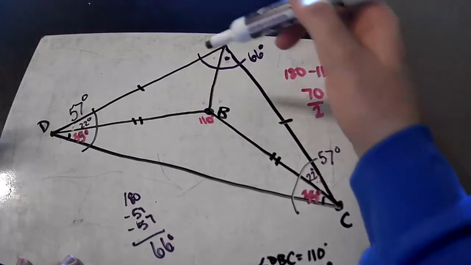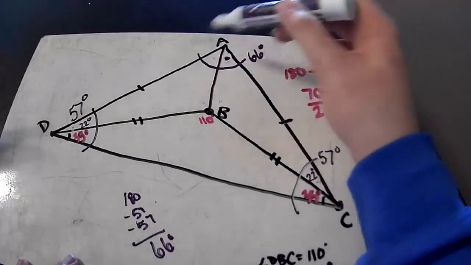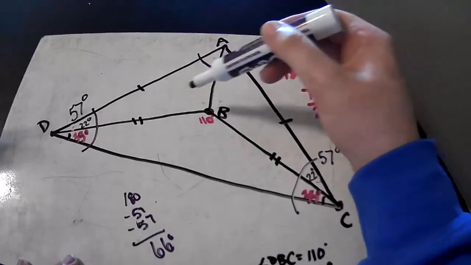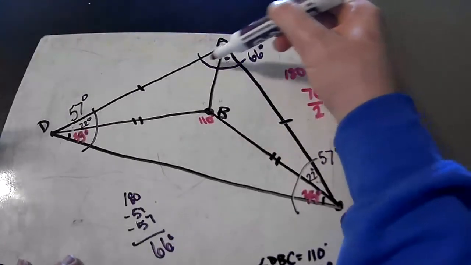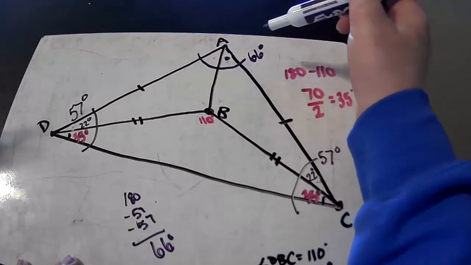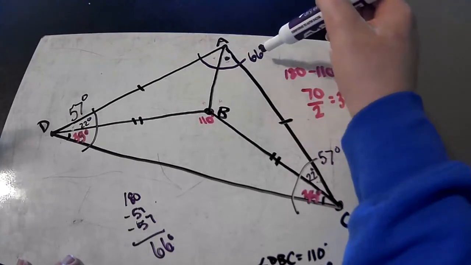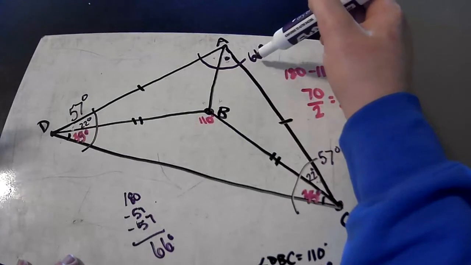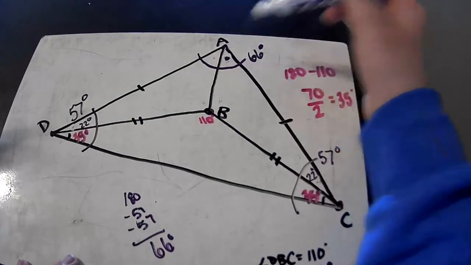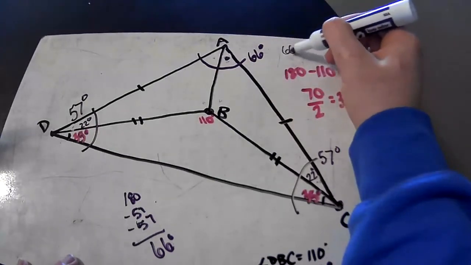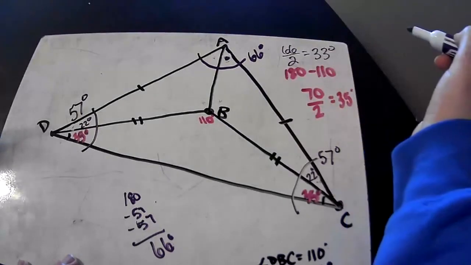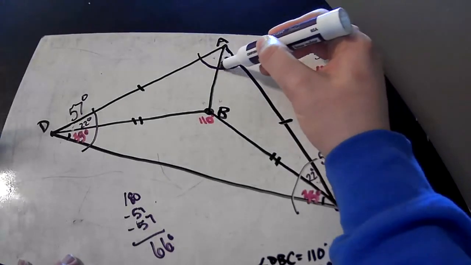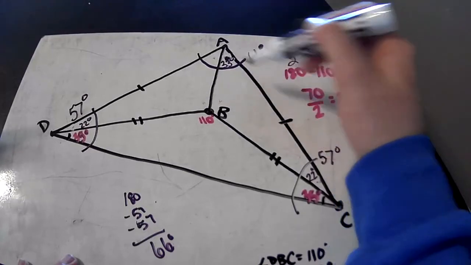Now, we know that these two triangles, ABD and ABC, are congruent to each other. That means that these two angles centered around angle A have to be the same as each other. Well, if the whole thing here is 66 degrees, we've got 66 degrees to split evenly between these two angles. So now I'm going to do 66 divided by 2, and I'm going to get 33 degrees for the measure of angle BAC.